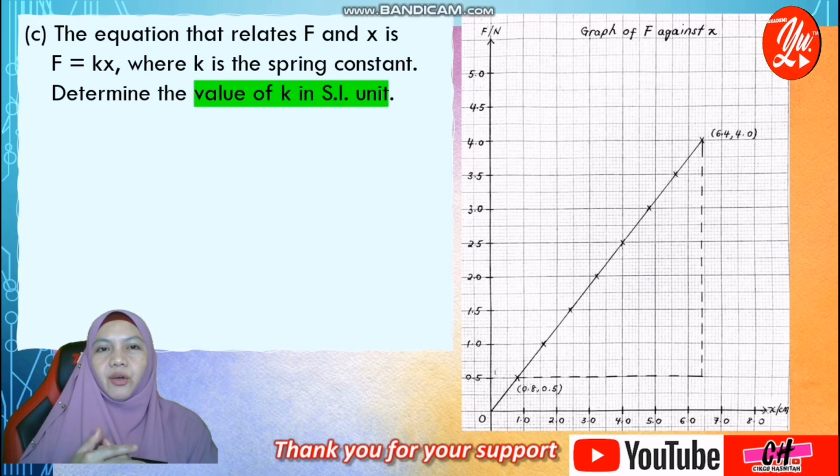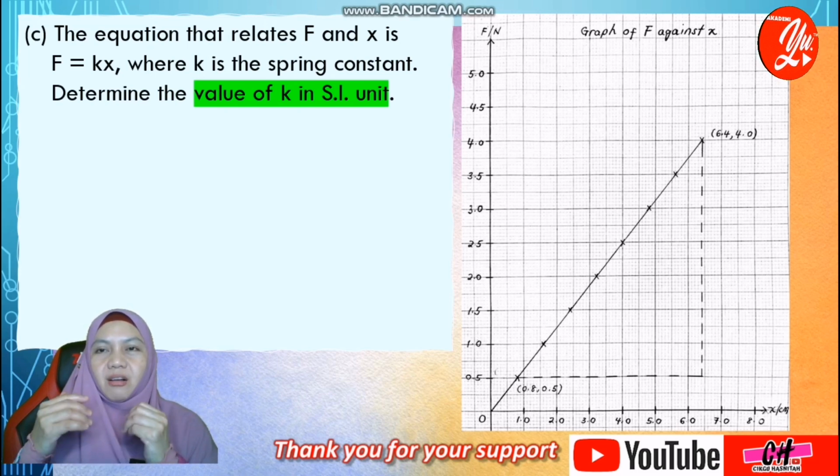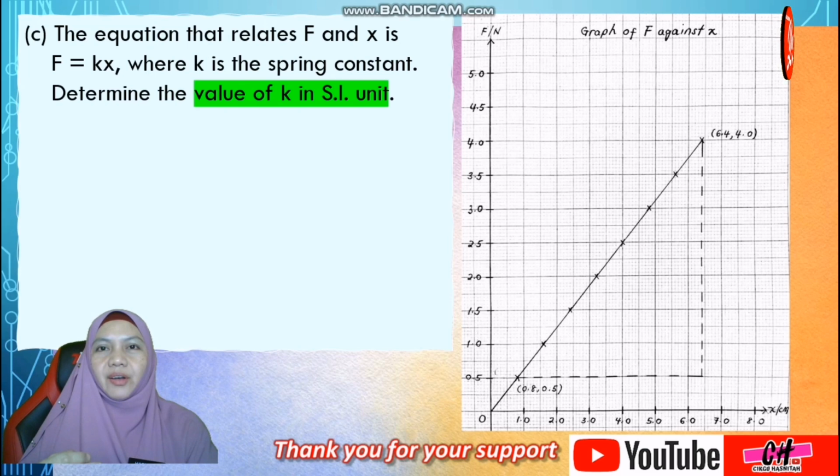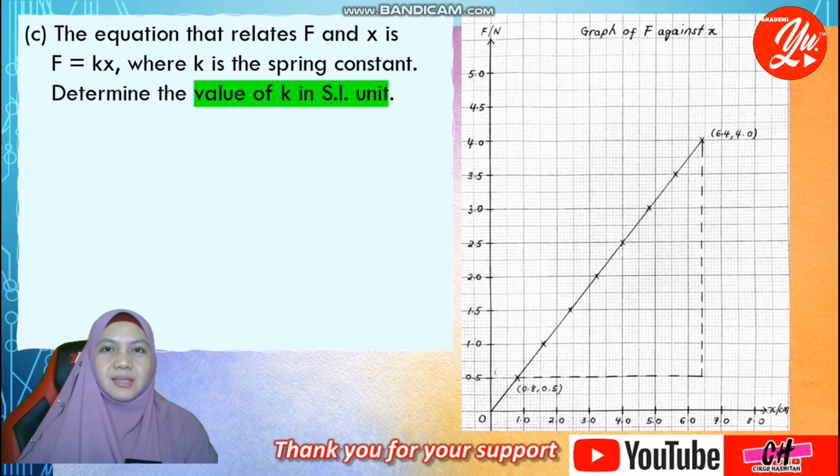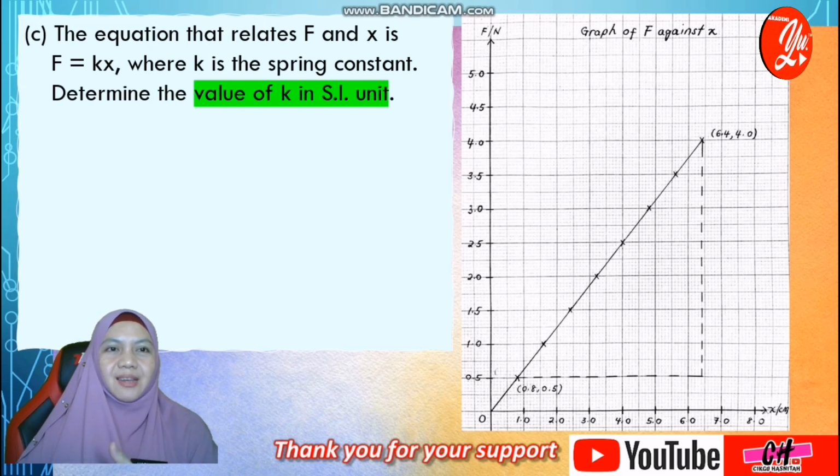Okay, first and foremost, what is spring constant? Spring constant is a value which represents the stiffness of a spring. How hard the spring is. If the spring constant is higher, it means the spring is stiffer, a hard spring. When the spring constant is lower, it means it is a soft spring. Okay, so back to our question. So how to find k?